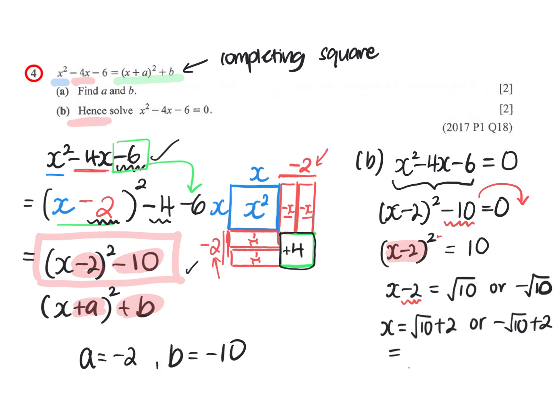And in this case, since they didn't say the accuracy, I'm going to write it to three significant figures. 5.16 or negative square root 10 plus 2. Remember, the plus 2 is outside the square root. Negative 1.16. Three significant figures. Have you gotten the answer?